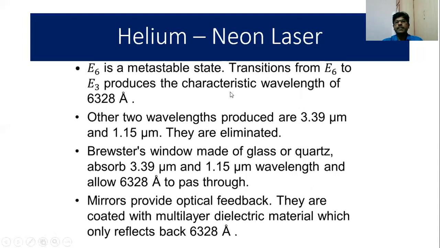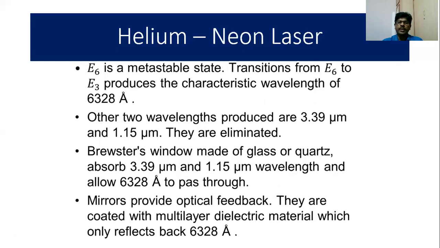E6 is a metastable state. So the transition from E6 to E3 produces the characteristic wavelength of 6328 angstroms. The other two wavelengths produced are 3.39 and 1.15 micrometer, and they are to be eliminated. So Brewster's windows made of glass or quartz absorb the 3.39 and 1.15 micrometer wavelengths and allow 6328 angstroms to pass through.